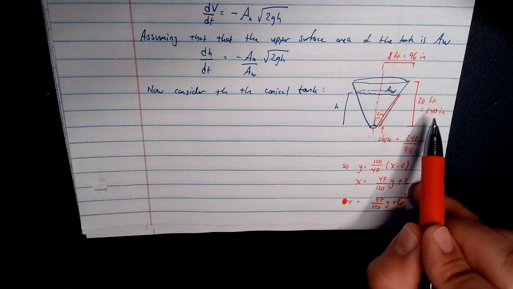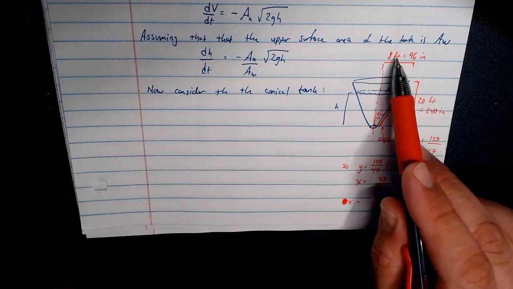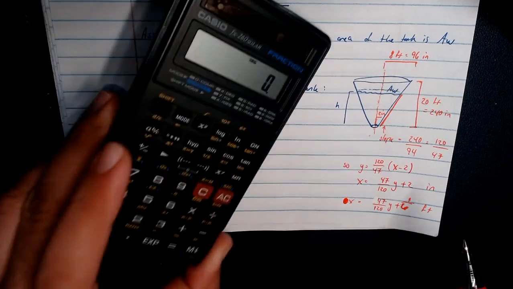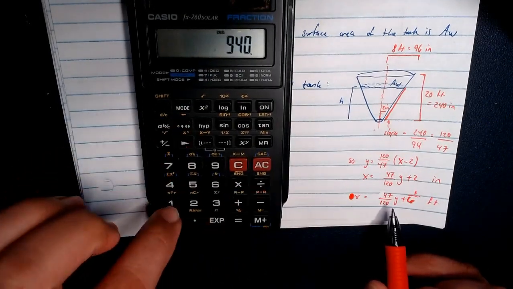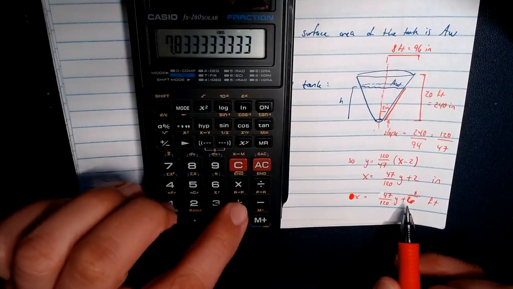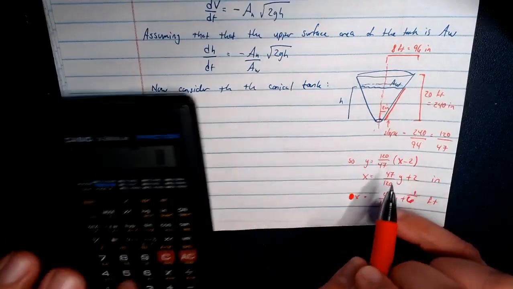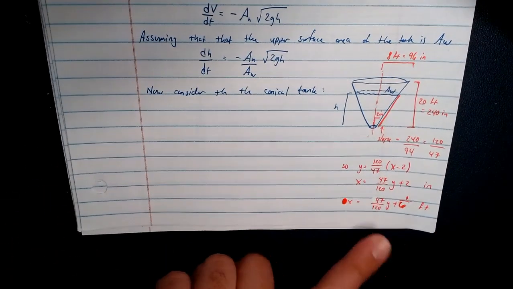And here we can even check that, right? At 20 feet, we should get a radius of 8 feet. So if we plug in 20 right here, 47 times 20 divided by 120 plus 1/6, that gives me 8 feet. So yeah, that does work out nicely. Well, okay, maybe not nicely, but it does work out.